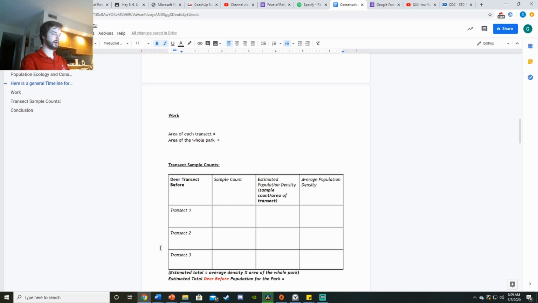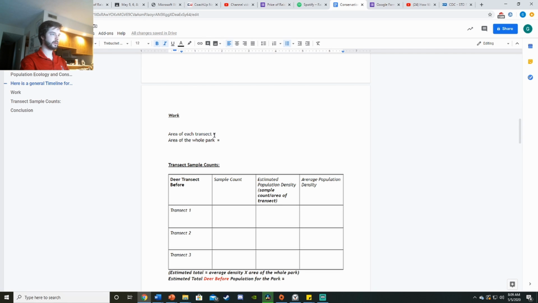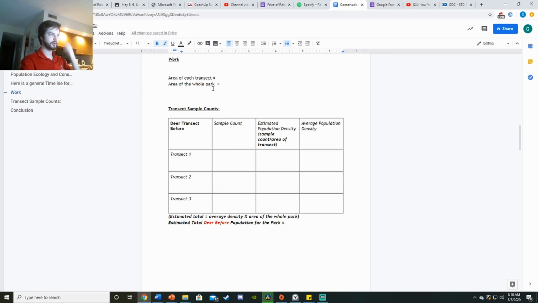And then the area of the whole park I put on here. You don't even have to calculate that. You don't have to look that up. It's right here. I just put that there so I know that you know what the whole area is, because again, that's how you're going to get your estimated totals. So just put that there, and that way you can always reference back to that.